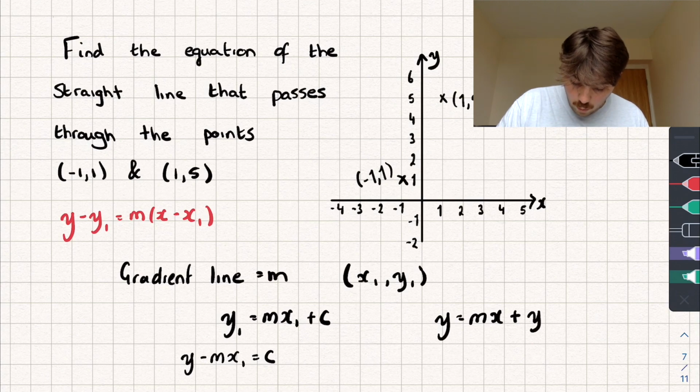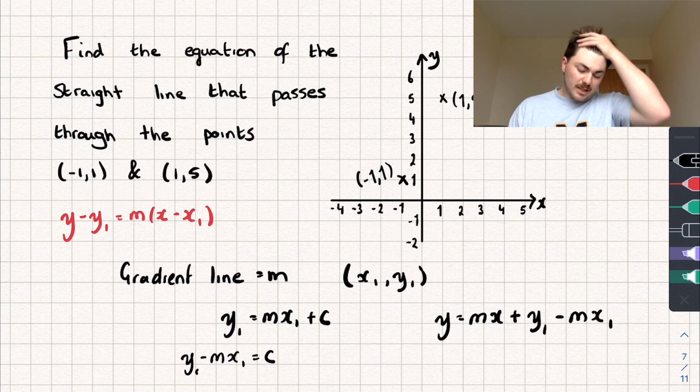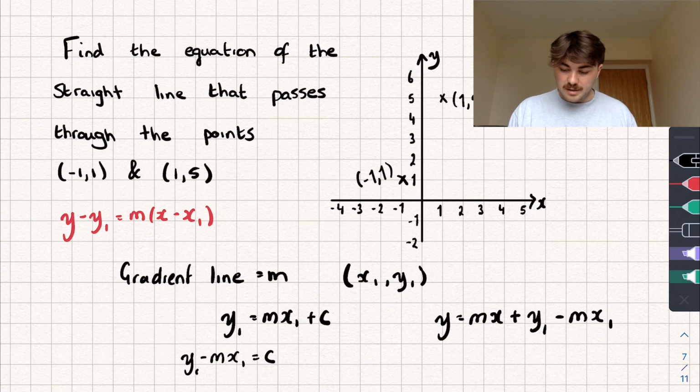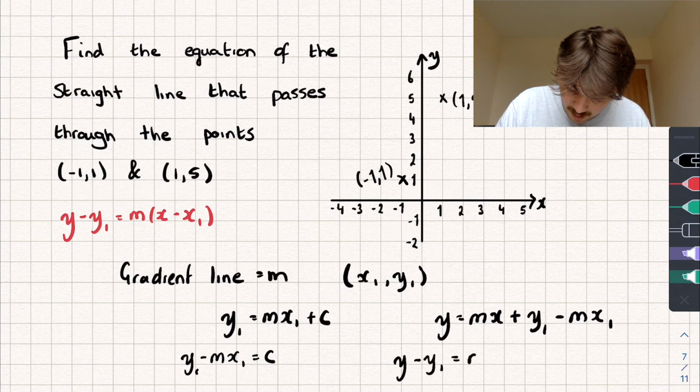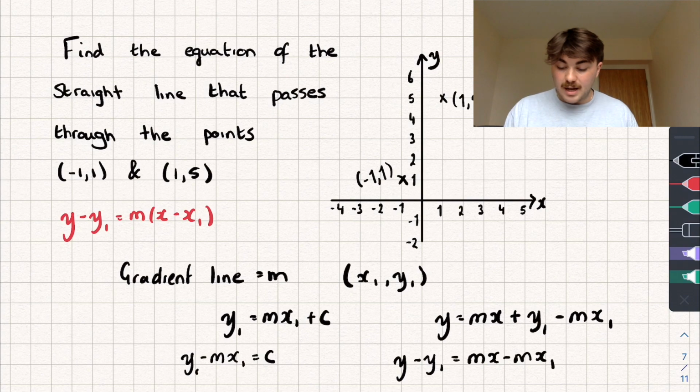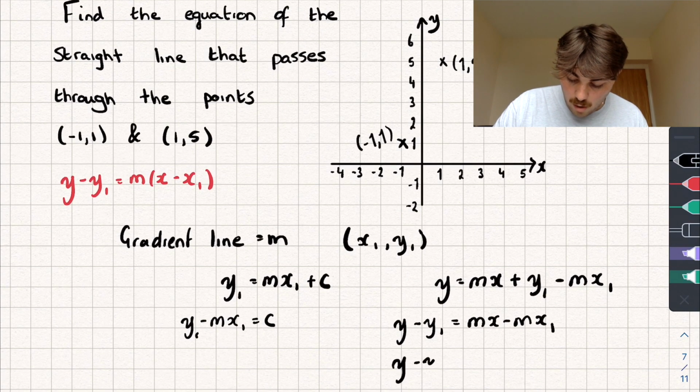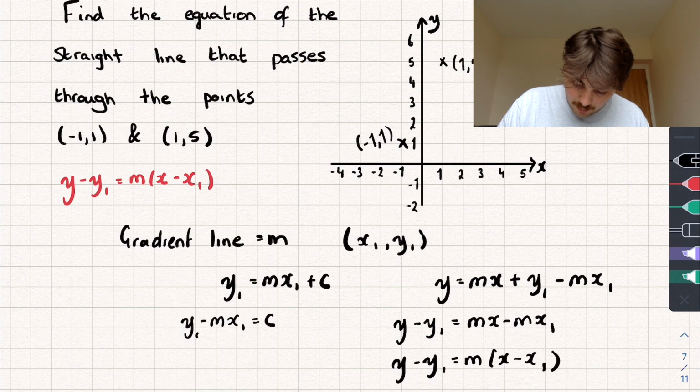So y, whoops, sorry, that should be a y1 minus m times x1. Now at the minute this looks confusing and it doesn't really look like the equation I wrote in red. But if I subtract y1 from both sides, then we get y minus y1 is equal to mx minus m times x1. And I could then factorize out the m and we get y minus y1 is equal to m multiplied by x minus x1.